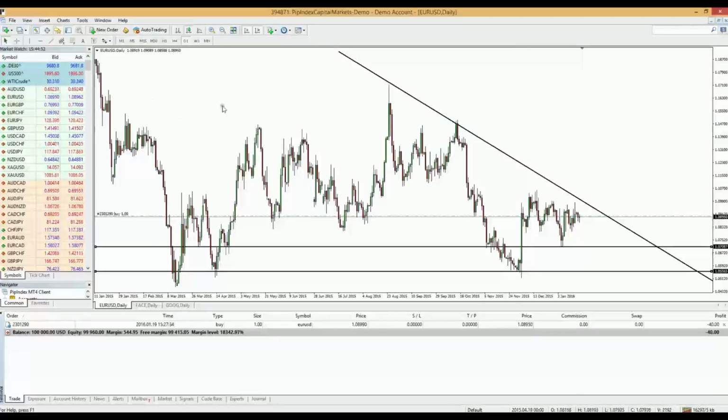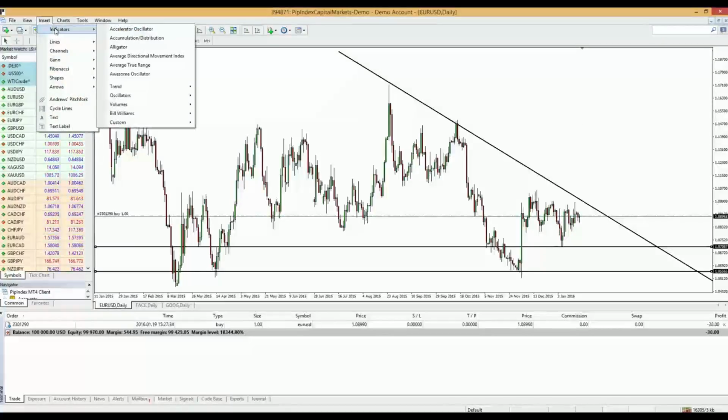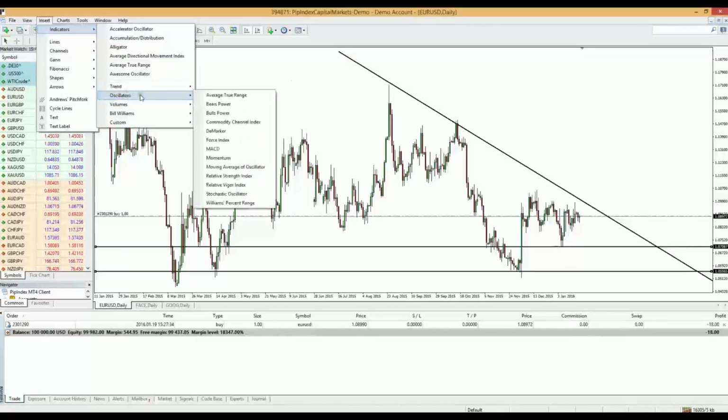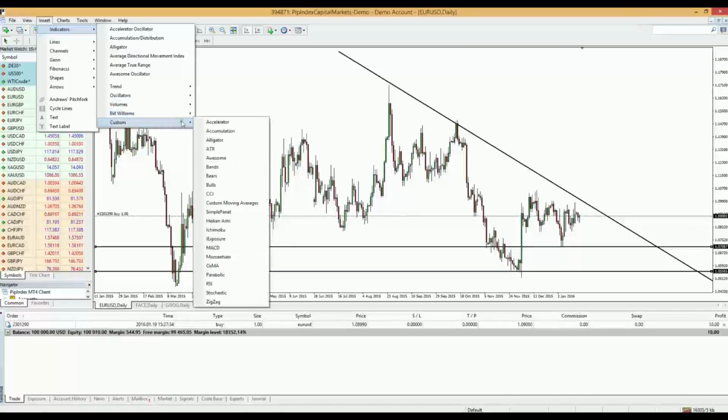So let's get used to the toolbar again, and let's make our way up to insert. And let's go to indicators. And what we're looking at here now, guys, is a couple of indicators that frankly, the only thing they have in common is they all begin with A. But we then have 5 categories through which we can select and view other indicators. So we might want to look at trending indicators, oscillators, volumes, Bill Williams indicators or custom.